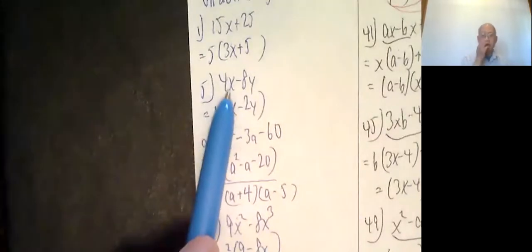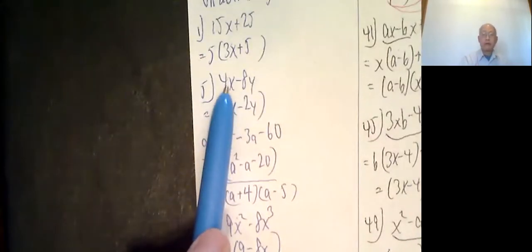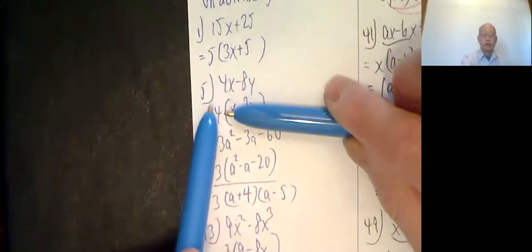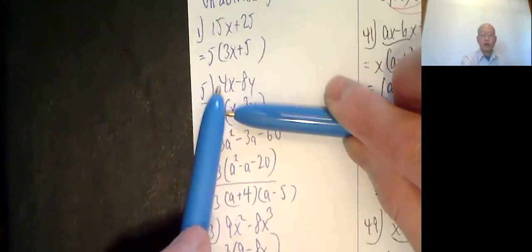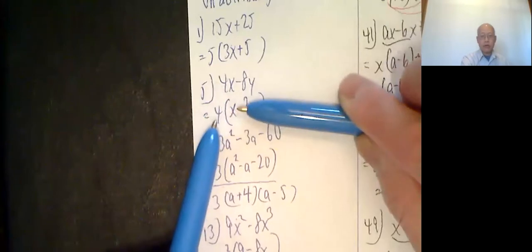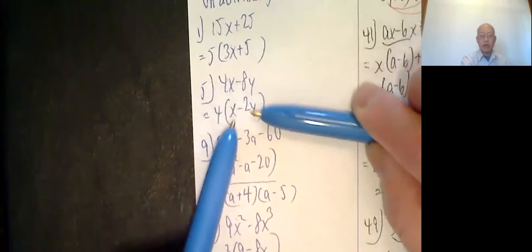Number 5, 4x minus 8y. The greatest common factor is 4. So you put the 4, and then you're basically saying 4 times what will give me that? Well, x. 4 times what will give me negative 8y? Negative 2y.